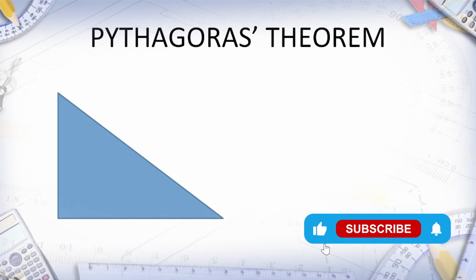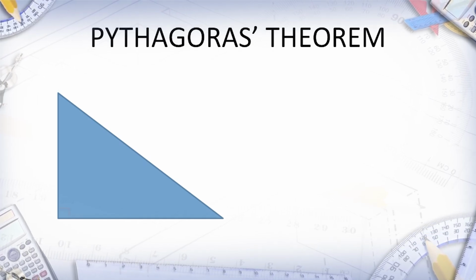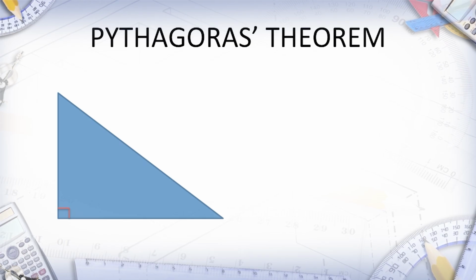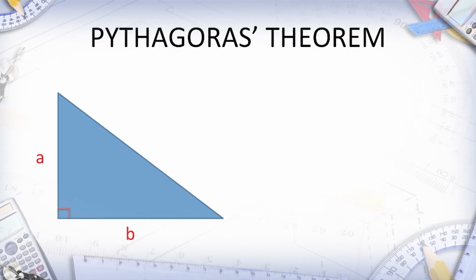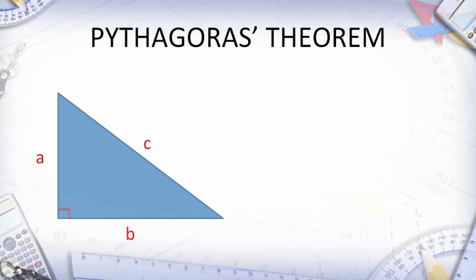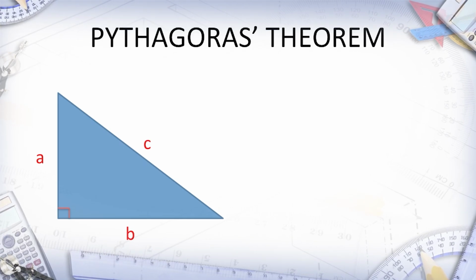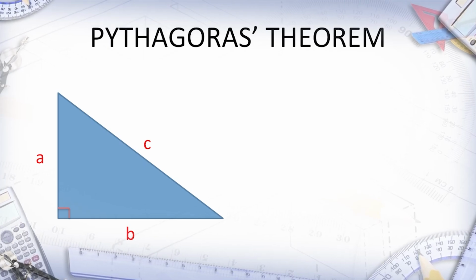Pythagoras' theorem is all linked to a triangle, specifically a right angle triangle. And what it states is that if we have the three sides of the triangle, A, B and C, C being the longest side of the triangle, then that side squared is equal to the sum of the other two sides squared and added together.